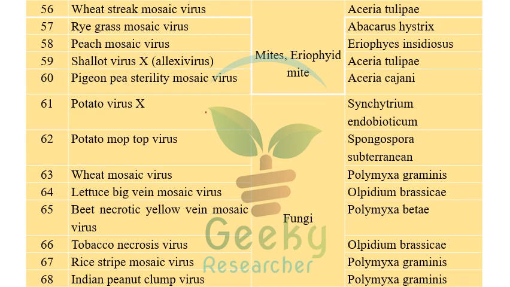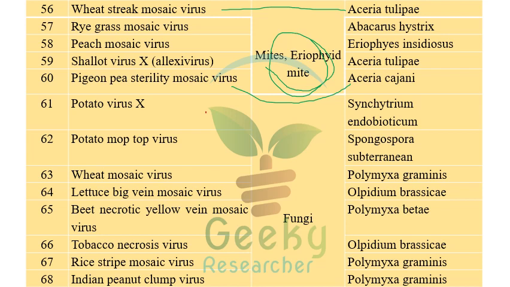Wheat streak mosaic, ryegrass mosaic, peach mosaic, shallot virus X and pigeonpea sterility mosaic virus are transmitted by mites or eriophyid mites. Among these, wheat streak mosaic virus, Aceria tulipae, and pigeonpea sterility mosaic virus are very important. Pigeonpea sterility mosaic virus, otherwise called red gram sterility mosaic virus, Aceria cajani, was first reported by an Indian scientist, P. Lava Kumar. Now he is a very famous scientist, and now he is in Ibadan, Nigeria. He is a very famous scientist.